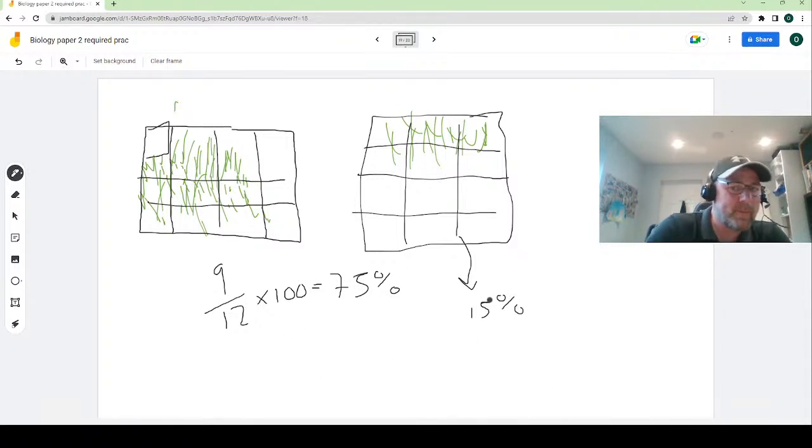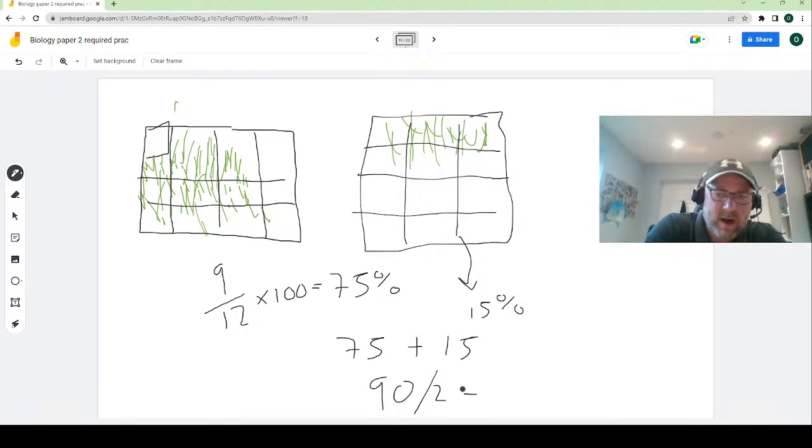So here, what's the average between my two quadrats? If I only did 2 quadrats, which would be a rubbish investigation because it wouldn't be very accurate, I'd say 90 divided by 2. My average percentage of grass per quadrat is 45% because I've worked out the mean from those 2 quadrats. But you're going to do 10 and then work out the mean.